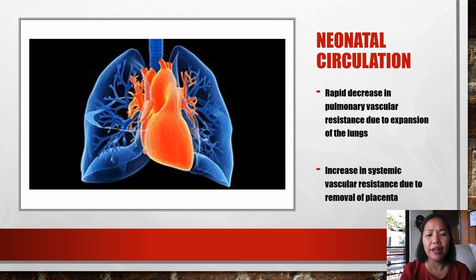At birth, there is a rapid decrease in pulmonary vascular resistance due to the rapid expansion of the lungs and an increase in arterial PO2. At the same time, the removal of the placenta leads to an increase in systemic vascular resistance, so the right ventricle pumps entirely to the pulmonary circulation. During this time, systemic vascular resistance becomes higher than pulmonary vascular resistance, causing a reversal of flow across the ductus arteriosus from right to left to left to right.